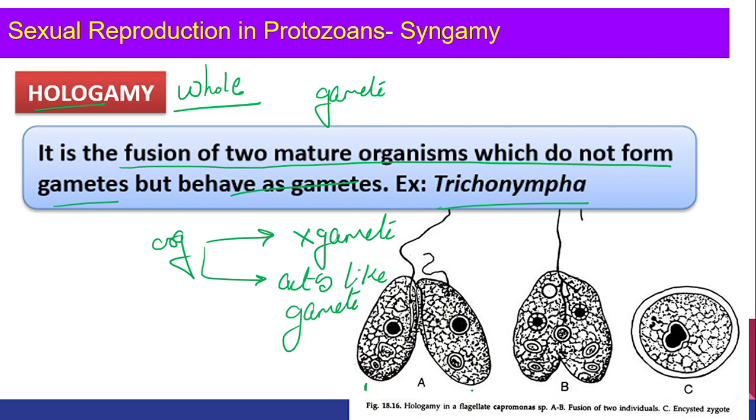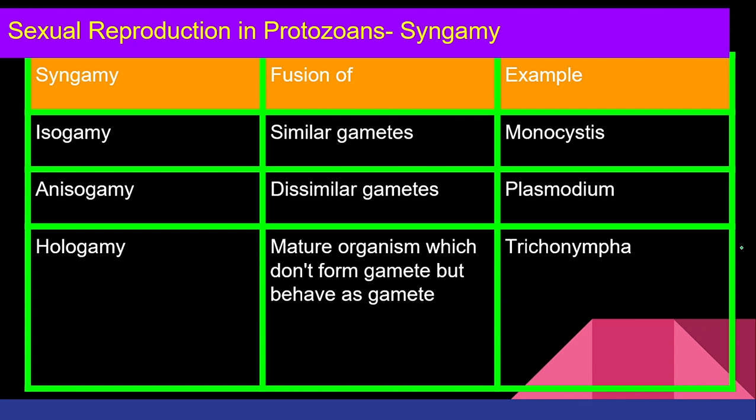Here in the picture you can see one Trichonympha, and a second Trichonympha. They are going to act like gametes and they are fusing over here, if you can see, right? And then they are completely fused over here, if you see, right? And then there will be the formation of zygote, right?